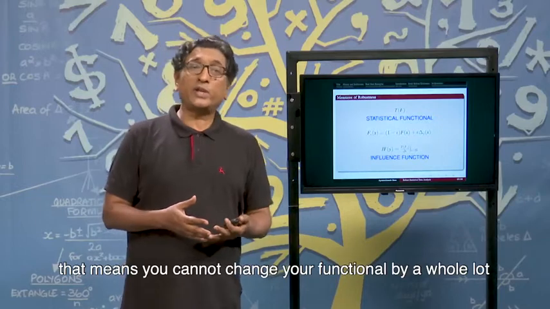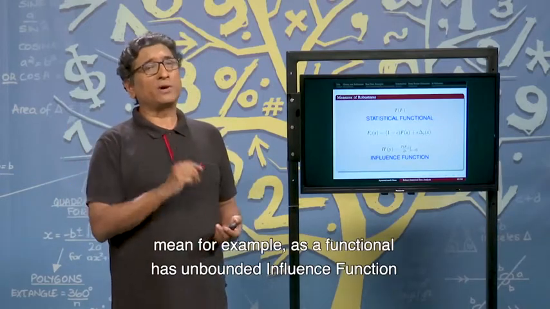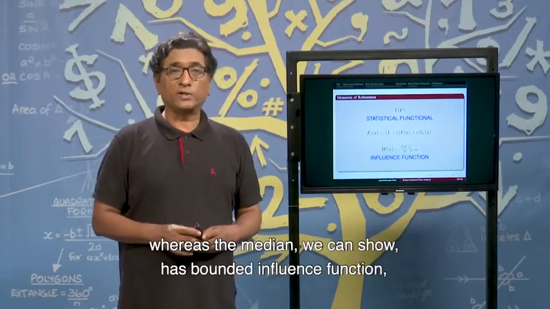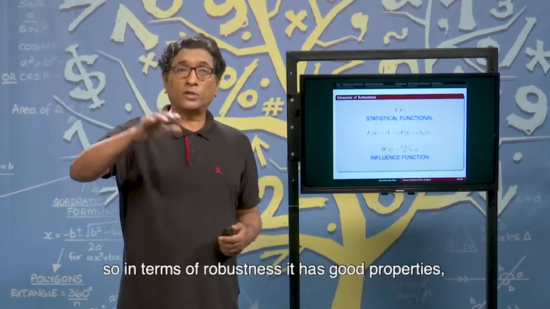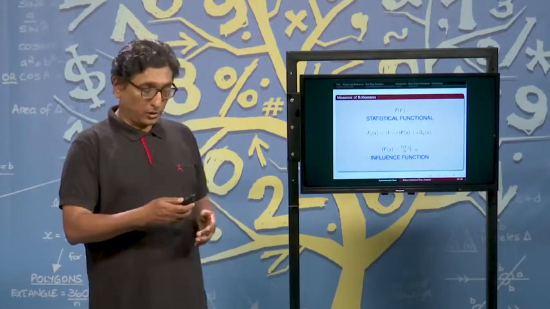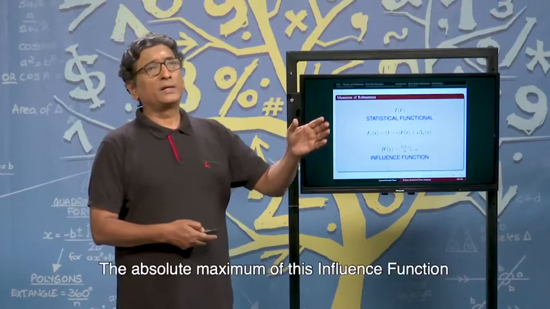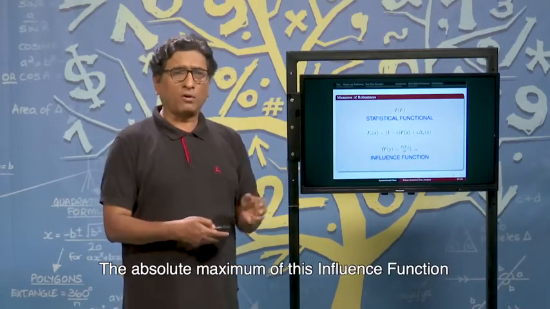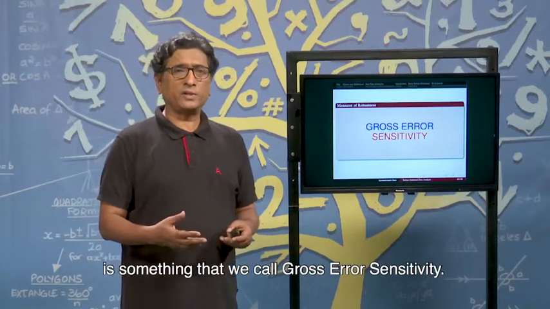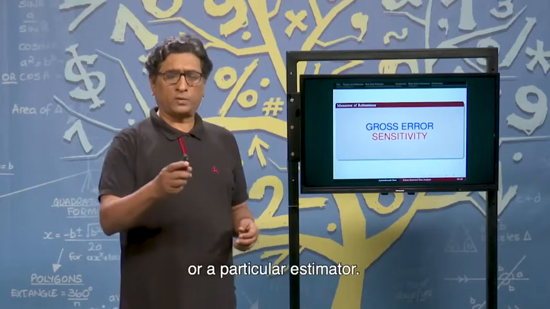That means you cannot change your functional by a whole lot through a contamination at a point y. Mean, for example, as a functional has unbounded influence function. So, mean is not a robust measure, whereas the median we can show has a bounded influence function. So, in terms of robustness it has good properties, it cannot be perturbed indefinitely. So, the statistical functional and influence function is this, as we just defined. The absolute maximum of this influence function is something that we call gross error sensitivity. This is also sometimes used in theory as a measure of robustness of a particular functional or a particular estimator.